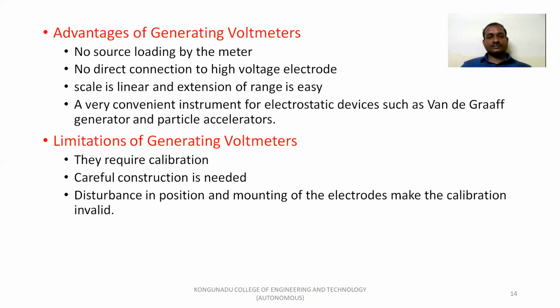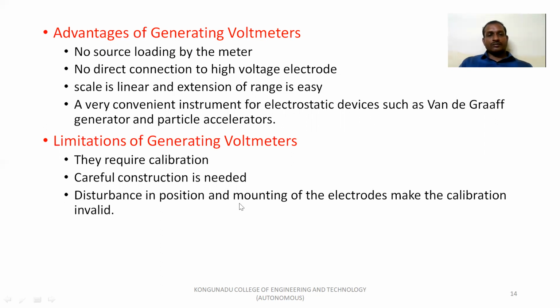Limitations: they require calibration, so we are using the micrometer for the calibration. Careful construction is needed. The disturbance in position and mounting of the electrodes makes the calibration invalid. So it is a complex one. These are the advantages and some limitations of generating voltmeters.